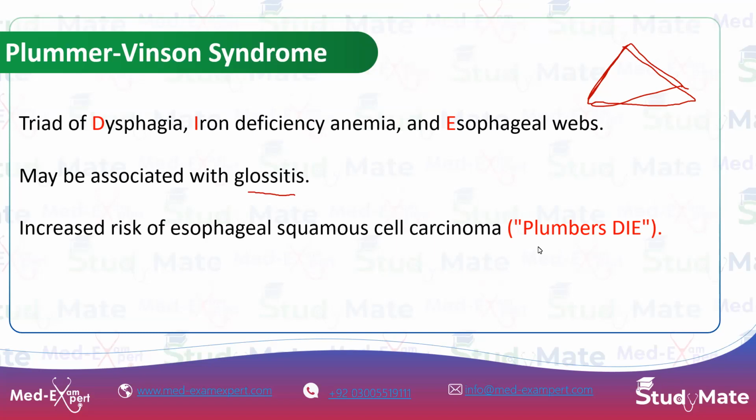Esophageal webs तो benign होते हैं लेकिन squamous cell carcinoma malignant हो सकता है। इसका एक mnemonic है Plumbers die, which is taken from the First Aid। So Plumbers stand for Plummer-Vinson and die is for the three parts of the triad. D for dysphagia, I is for iron deficiency anemia, and E is for esophageal webs.